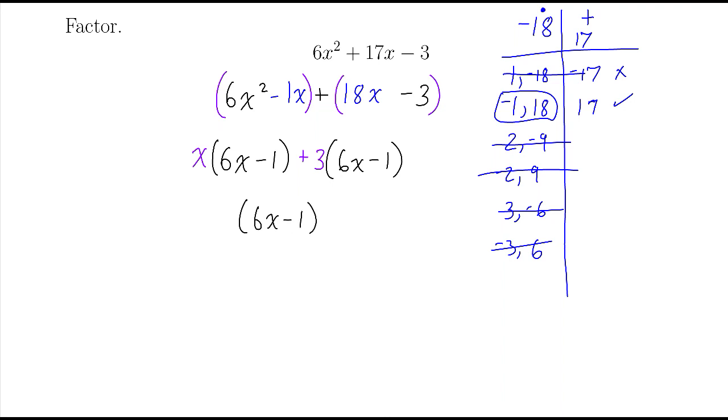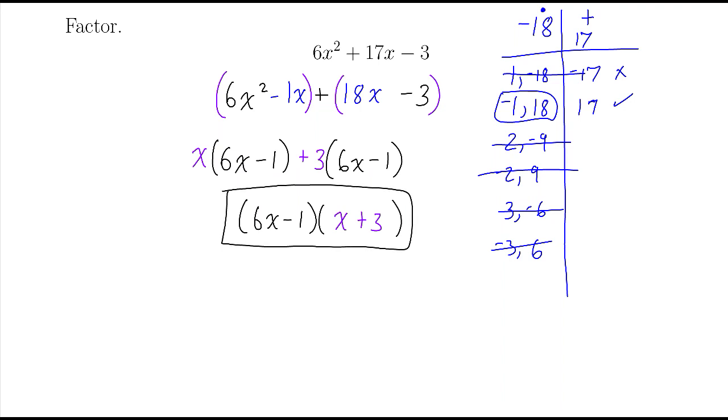Okay. Well, whenever you take out a common factor, remember you're dividing it out. So if I divided out 6x minus 1 here, I'm left with x. And if I divide this one by 6x minus 1, I'm left with plus 3, right? The leftovers, x plus 3. So you get rid of all this out of the way. I'm left with x plus 3. There it is, 6x minus 1 times x plus 3.